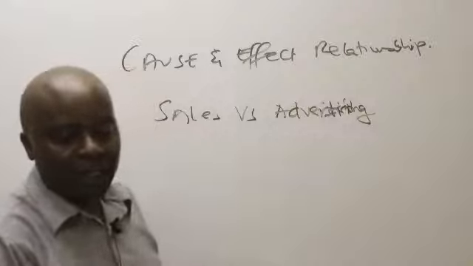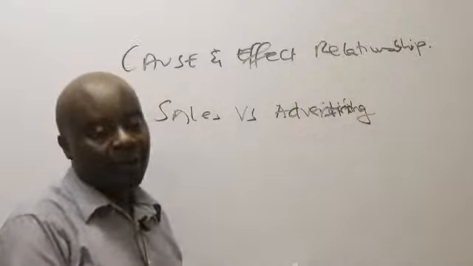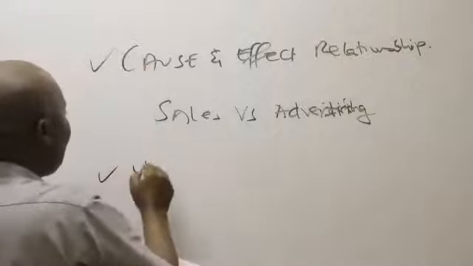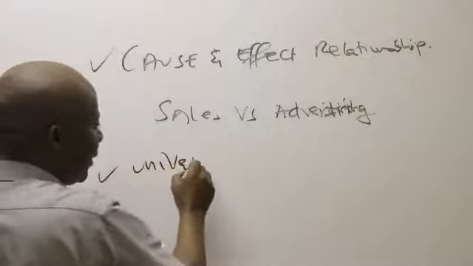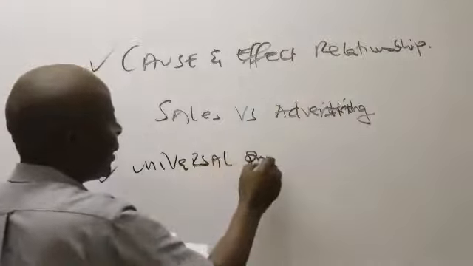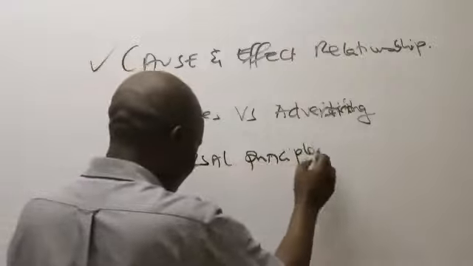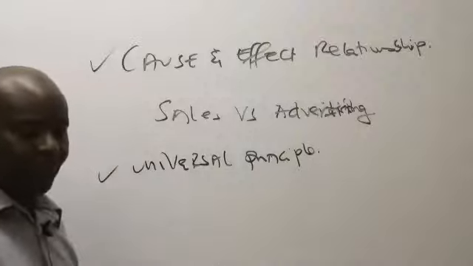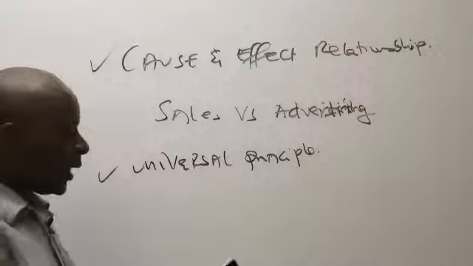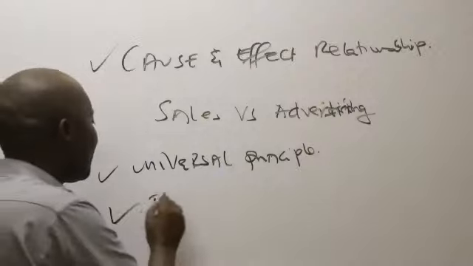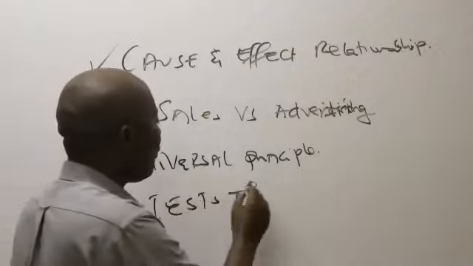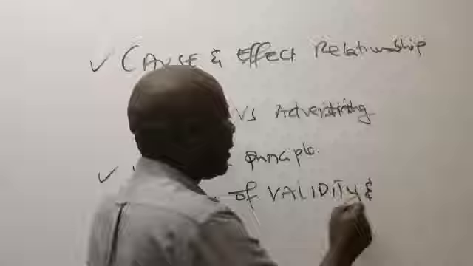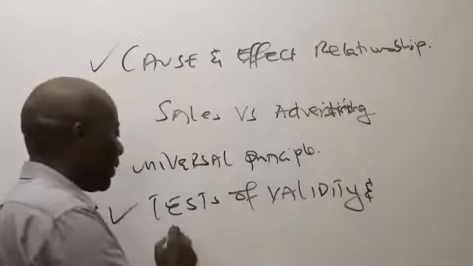So we have in this case that the principles are universal. So universal principles. This means it's a science. It can be studied. Universal principles are like that. Yes, we have tests of what here? Tests of validity, and what here? Predictability.